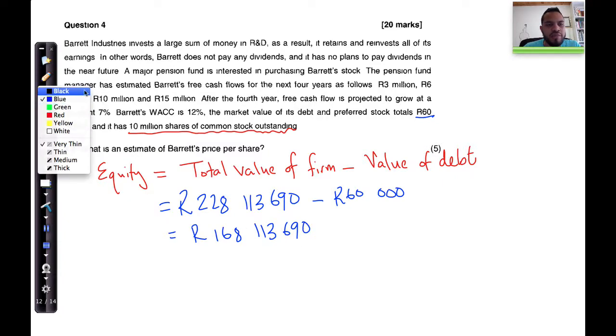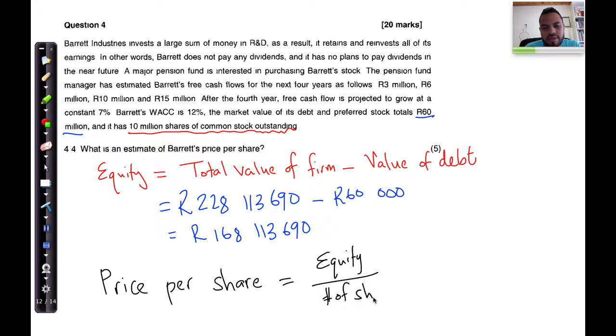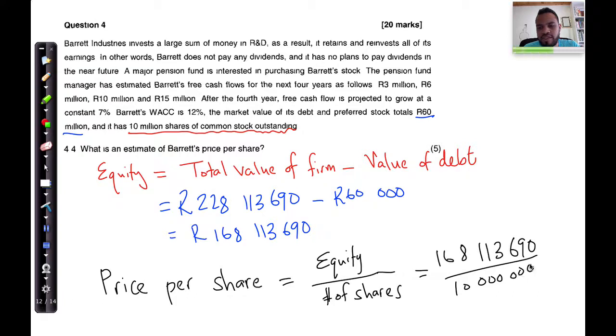Now, if we want the price per share, we simply take our equity divided by the number of shares. Right, so let's put that in over there. Okay, the equity was given. I'm just going to write it out just for the sake of practice, all over 10 million. So let's take that divided by 10 million.